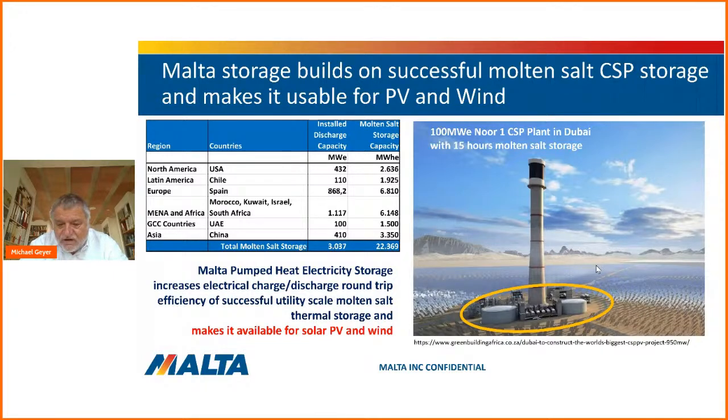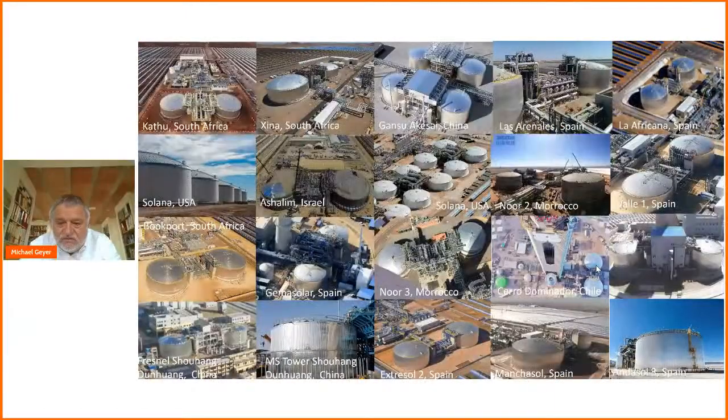And here I have a picture of the current world's largest storage system that is in construction, that is 700 megawatts in four CSP plants with storage for 12 hours. So that is about 10 gigawatt hours of storage in Dubai that is currently under construction. And Malta makes this technology available, competitive, and viable for PV and wind. And here, just to give you an impression of the track record of molten salt storage worldwide.